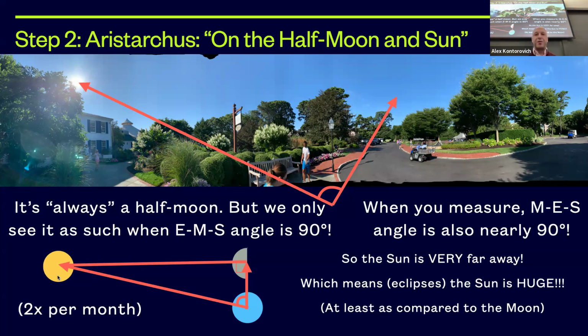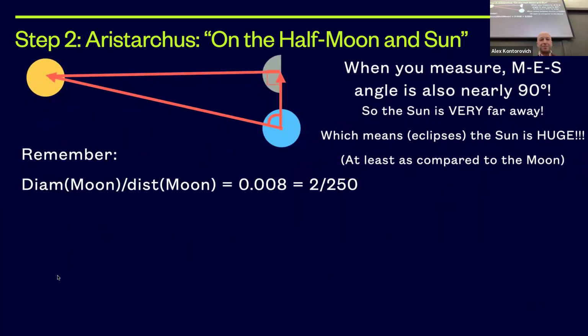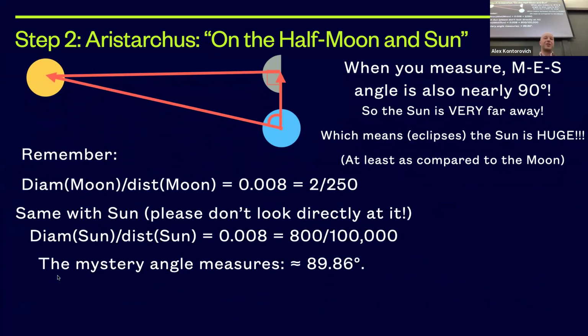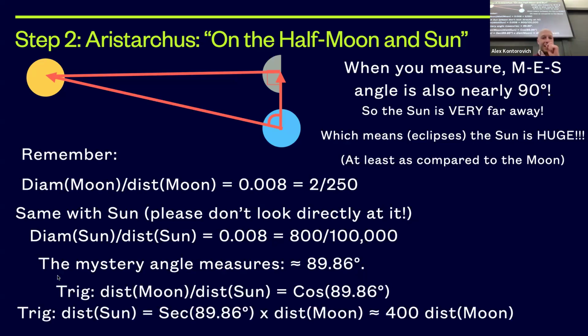Now we can actually be more precise, in that if you measure this angle, so remember that the diameter of the moon to the distance to the moon is this 0.008, the same with the sun. Of course, you don't put a dime and try to block out the sun, you'll block out your eyes. But that mystery angle, it turns out, is 89.86 degrees. And this is also very, very rough because it changes during the seasons and over time and so on. But roughly, we can think about that as like 89.9. It's almost 90. Aristarchus approximated it as 87. And you'll see that that's going to cause a serious problem.